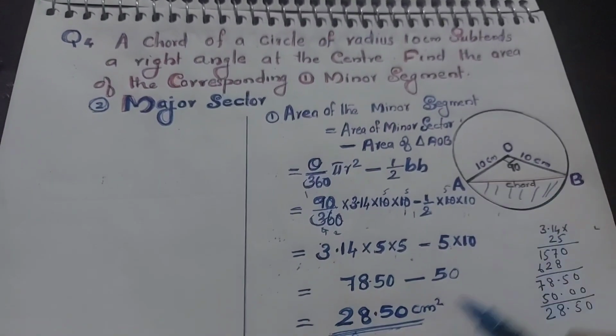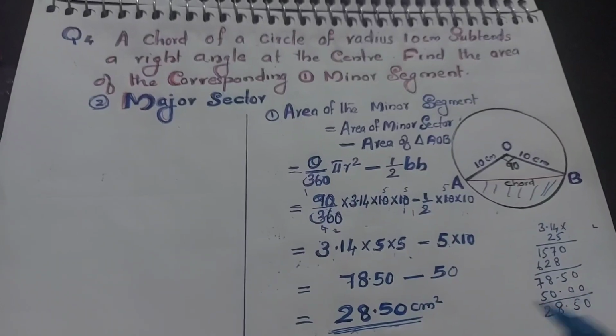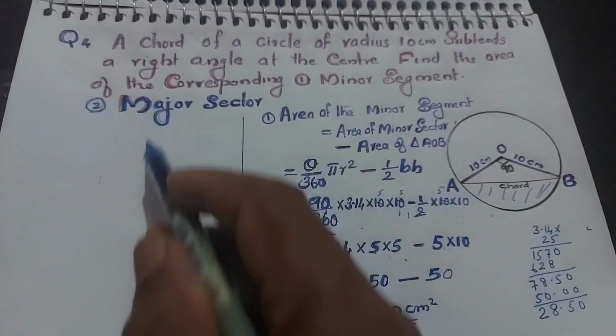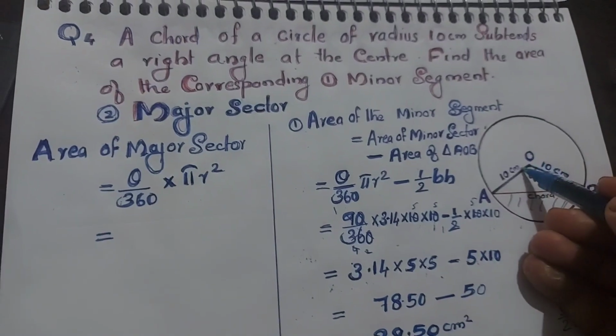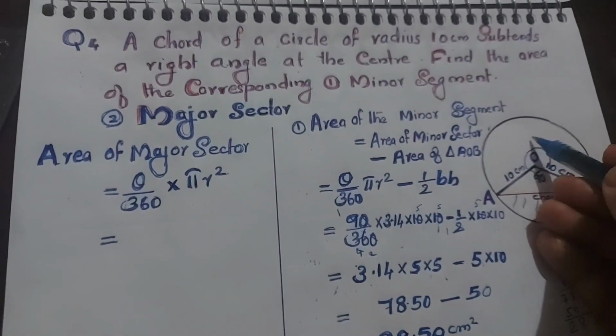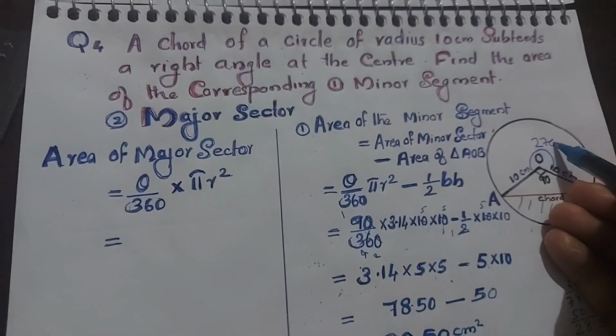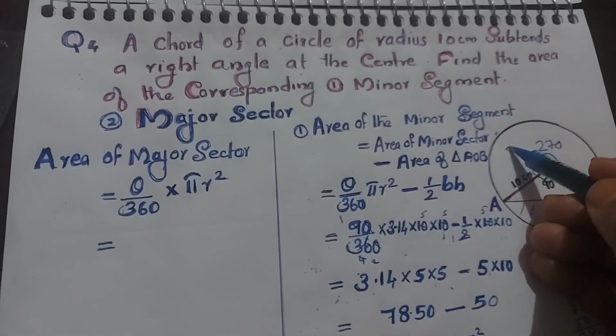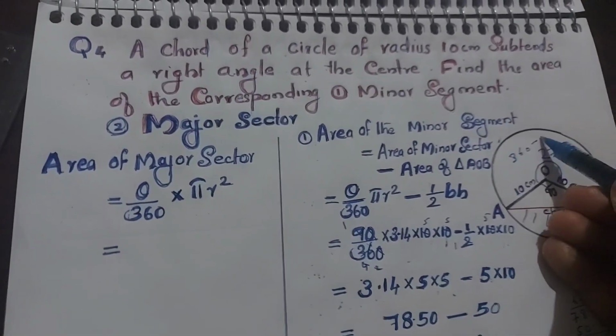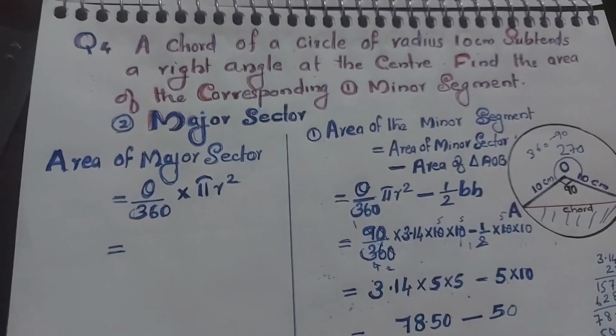The area of the minor segment is 28.50 centimeter squared. Then next, find the major sector. Area of the major sector is equal to theta by 360 into pi r squared. Here theta is equal to 270, that is 360 minus 90. This is the angle theta of the major sector.